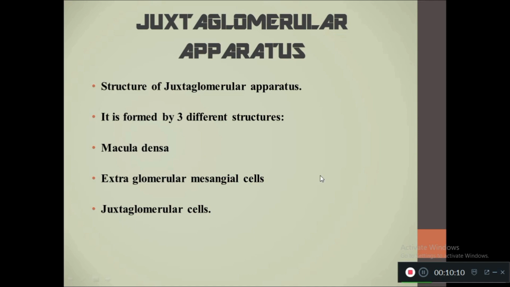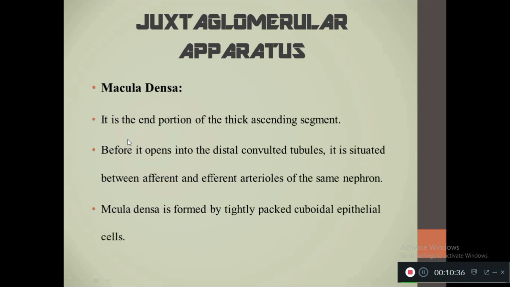structure of juxtaglomerular apparatus. It is formed by three different structures: macula densa, extraglomerular mesangial cells, and juxtaglomerular cells. So these three structures together form a juxtaglomerular apparatus. Macula densa is the end portion of the thick ascending segment before it opens into the distal convoluted tubule. It is situated between the afferent and efferent arterioles of the same nephron.